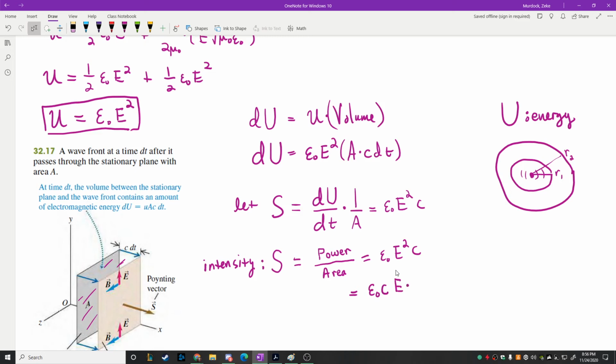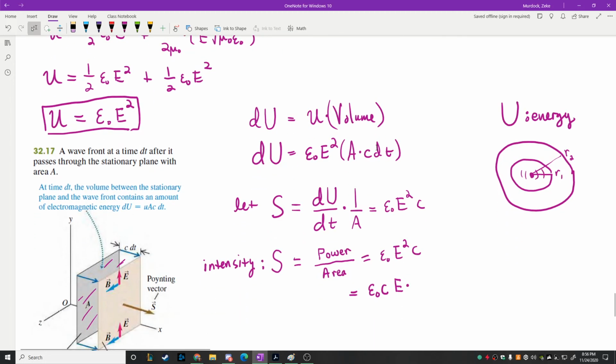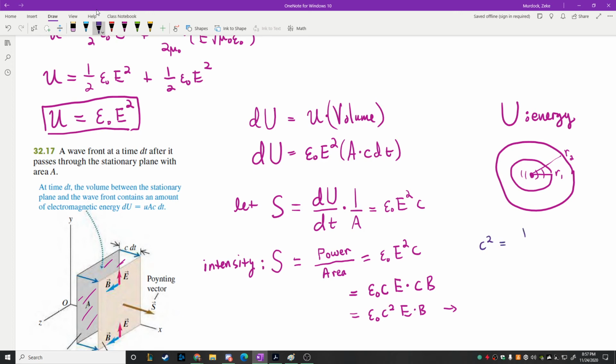But then we're going to multiply this times the magnetic field. And the electric field is equal to c times B. So we multiply this times c times the magnetic field. And we end up getting epsilon naught times c squared, E times B. But this is usually written in a simpler form, because epsilon naught multiplied by c squared, what's that equal to? Well, c squared is 1 over mu naught epsilon naught. So if I multiply both sides by epsilon naught, then epsilon naught times c squared is going to be equal to 1 over mu naught. And we can plug that in here.